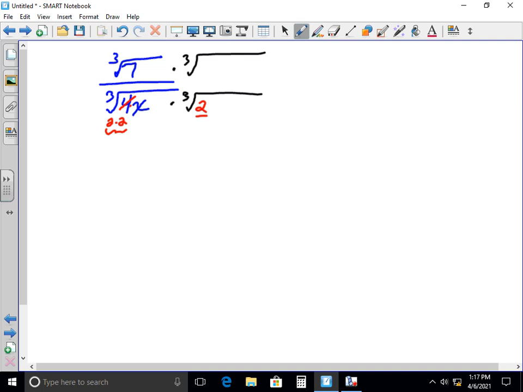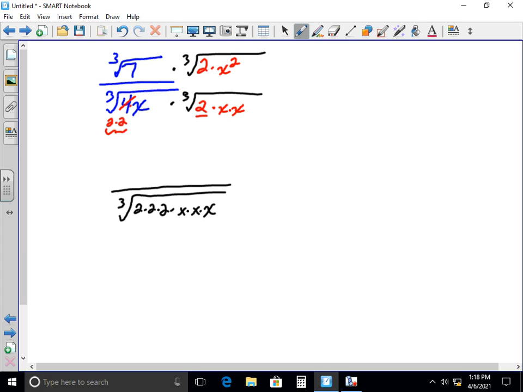Do we need any more x's? Yes, 2. We have one x here, so we need 2 more to make a full group. And if we multiply the bottom by 2x squared under the radical, we have to multiply the top by 2x squared under the radical. You don't necessarily have to write the bottom again, but I'm going to. So now we have three 2's underneath and three x's underneath.